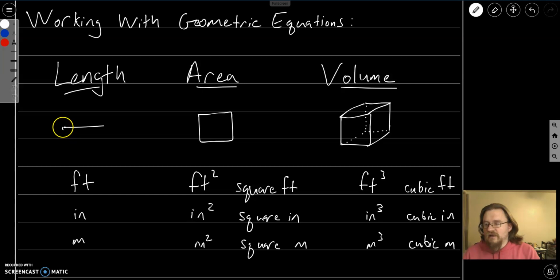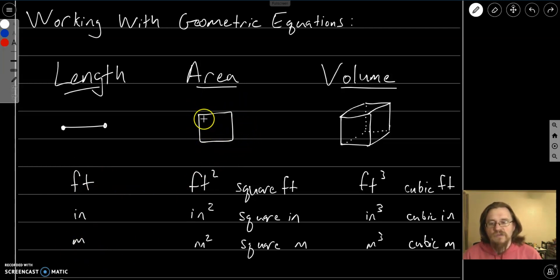And length, more or less, is just going to be the distance between 2 points, just how long this little line is. And we could measure length in things like feet, inches, meters. These are all common ways to measure length.